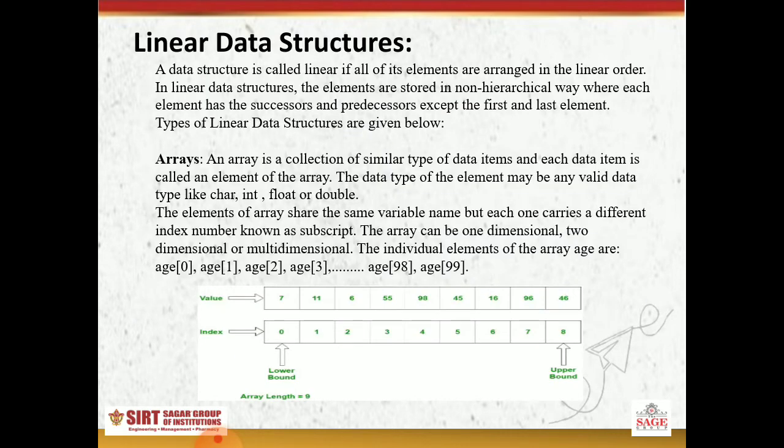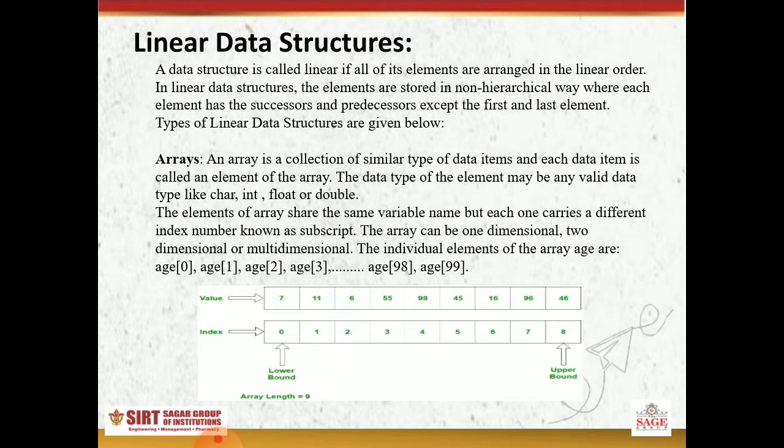Now, linear data structure. What is linear data structure? We know the meaning of linear now, so just correlate here. A data structure is called linear if all its elements are arranged in linear order. In linear data structure, the elements are stored in a non-hierarchical way where each element has a successor and predecessor except the first and last element.